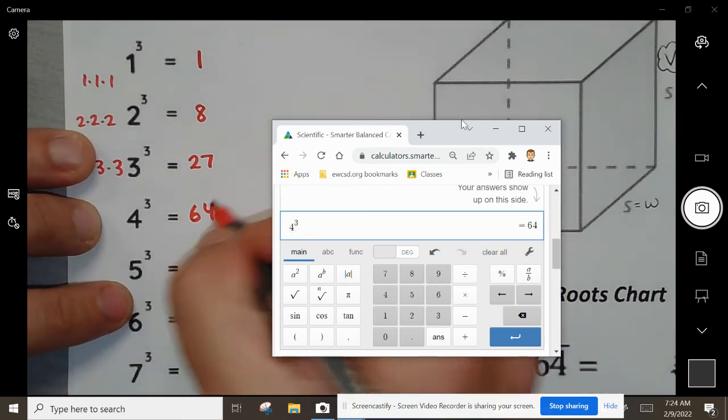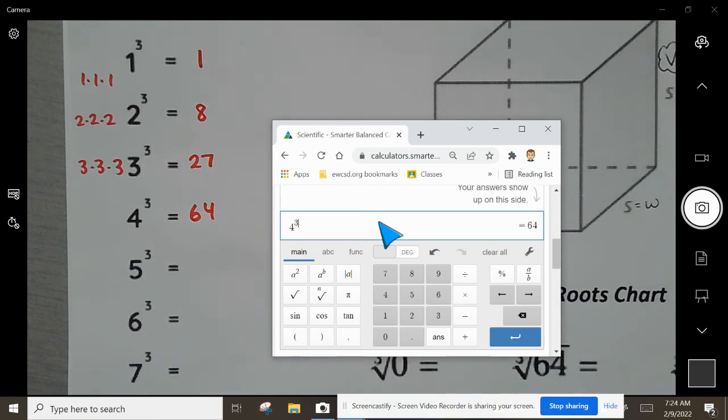Okay? Now B's turn. I want B using the calculator. B, get that calculator in front of you, and go ahead and figure out what 5 to the third is. So click 5, and click this button here. Could you just do 5 times 5 times 5? Of course, and get 125, which is your answer. But I do want you to get good at using your calculator as well. So 5 to the third power is also 125.